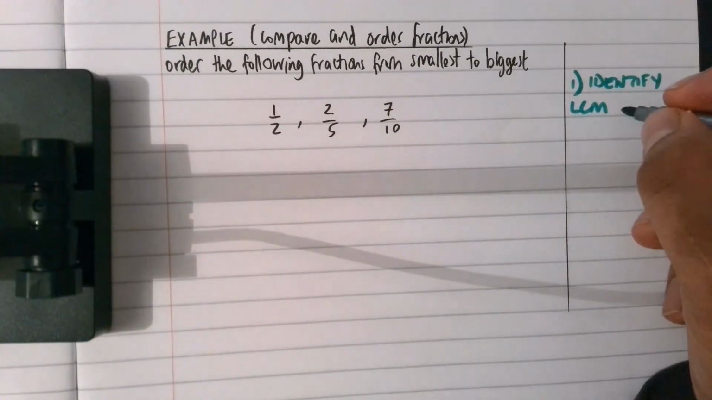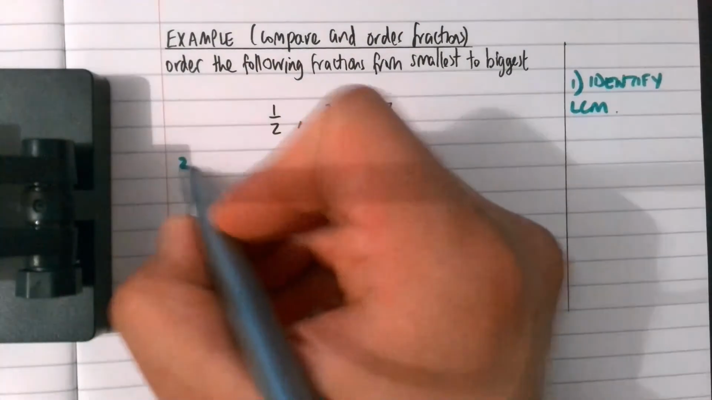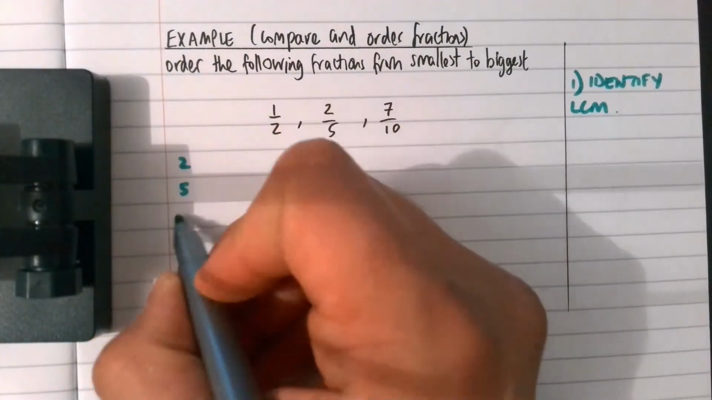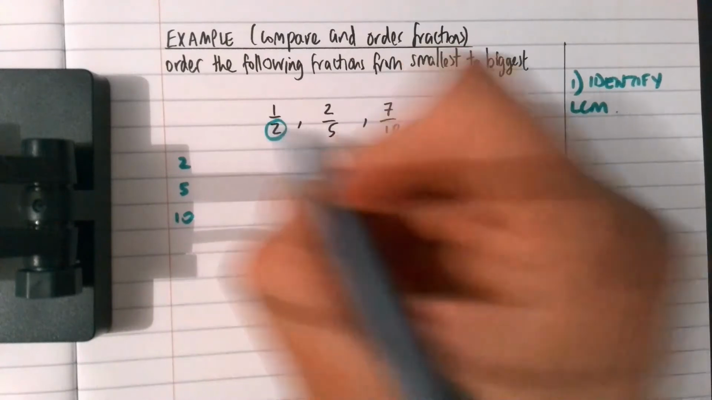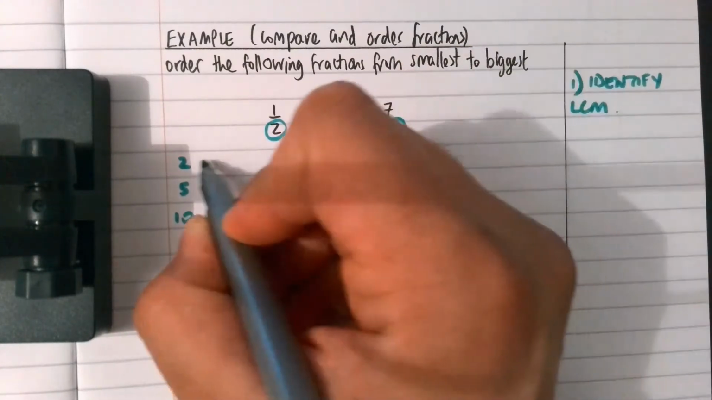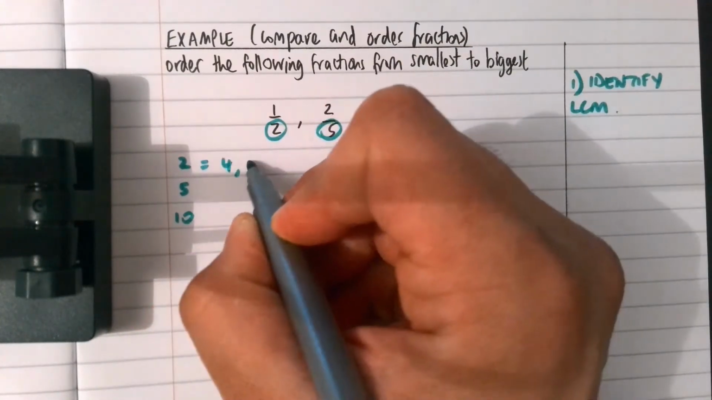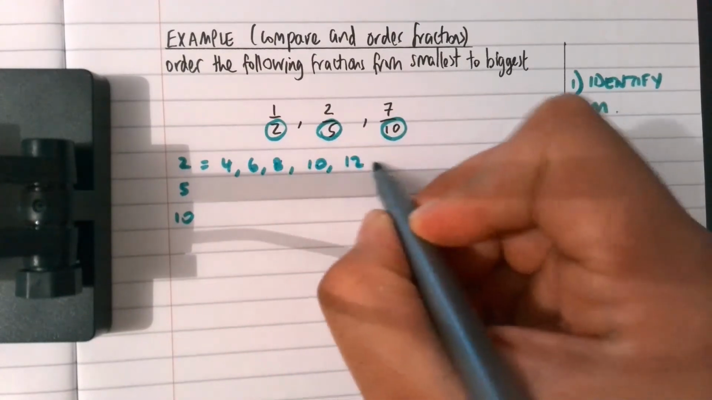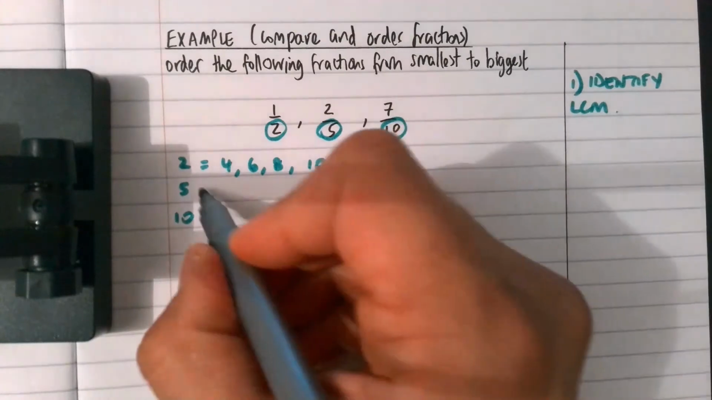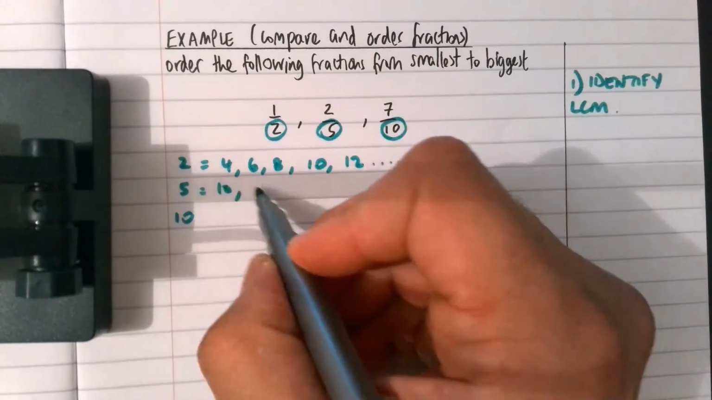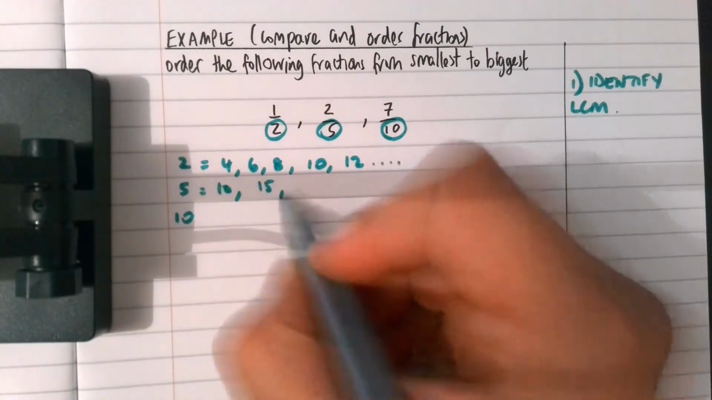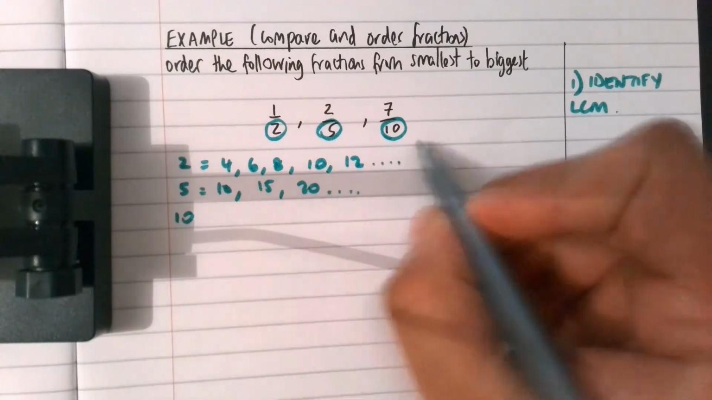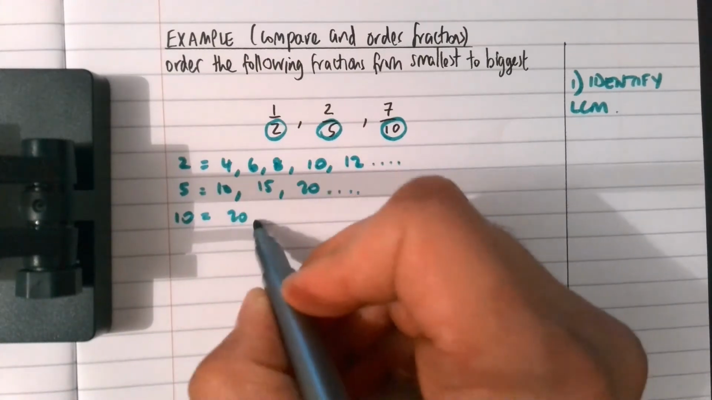That's the biggest number that 2, 5 and 10 go into. So if we go through the multiples of 2, 5 and 10, we shall find a common multiple. 2 goes 2, 4, 6, 8, 10, 12 and so on, because those are the 2 times tables, and the 5 is going to be 10, 15, 20 and so on. And then for 10 we're just going to have 10, 20, 30 and so on.